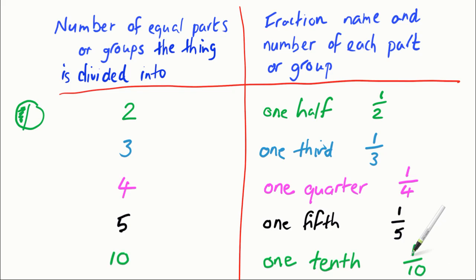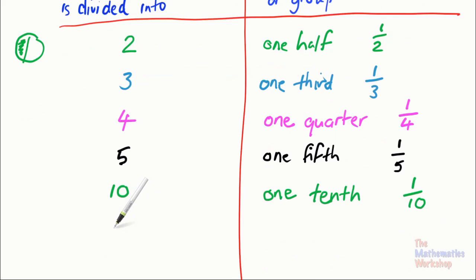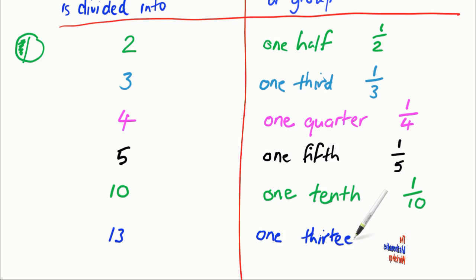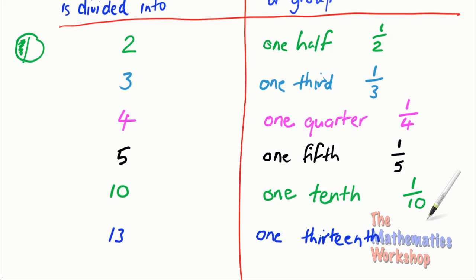And one more example. And the last example, if you had something that was divided into 13 equal parts or groups, each part or each group would be 1/13. So the fraction name is 1/13, and the fraction number for 1/13 in words is 1/13.